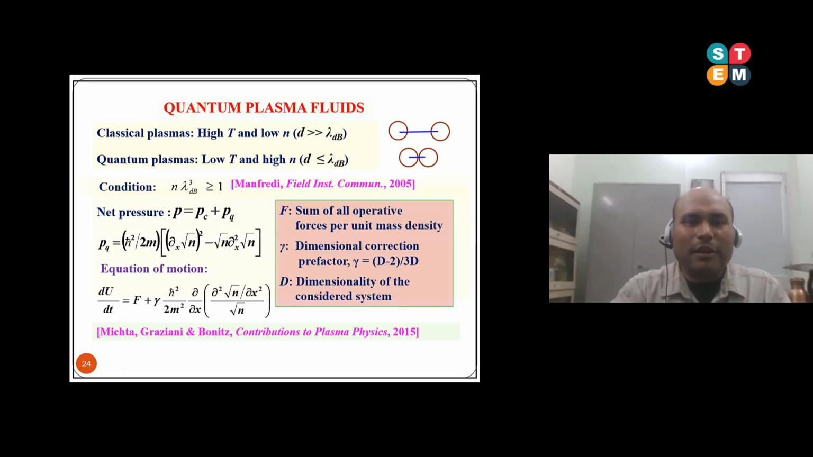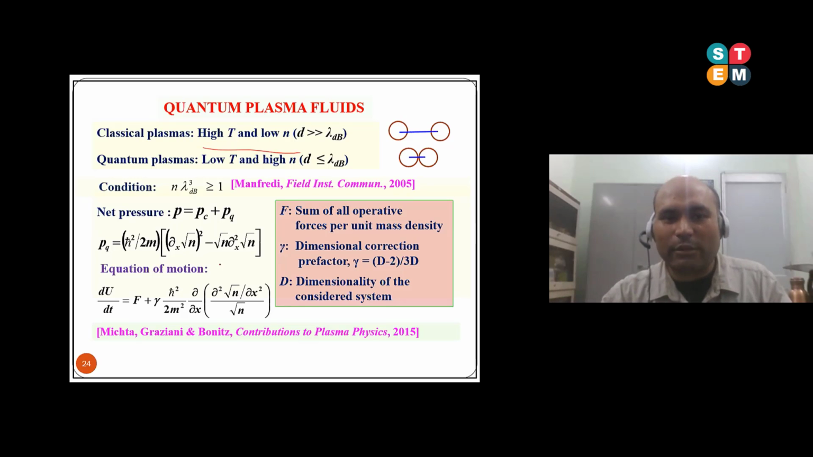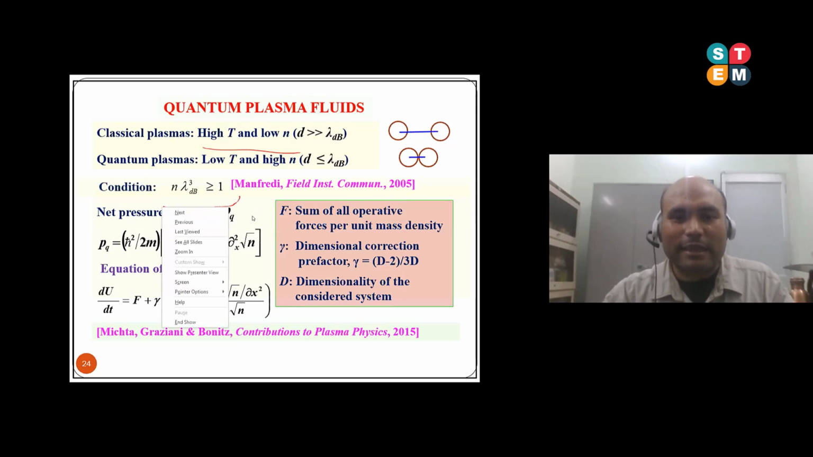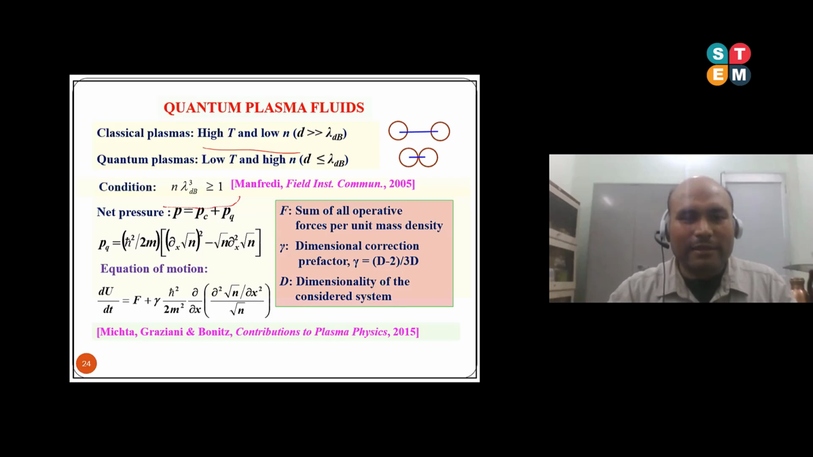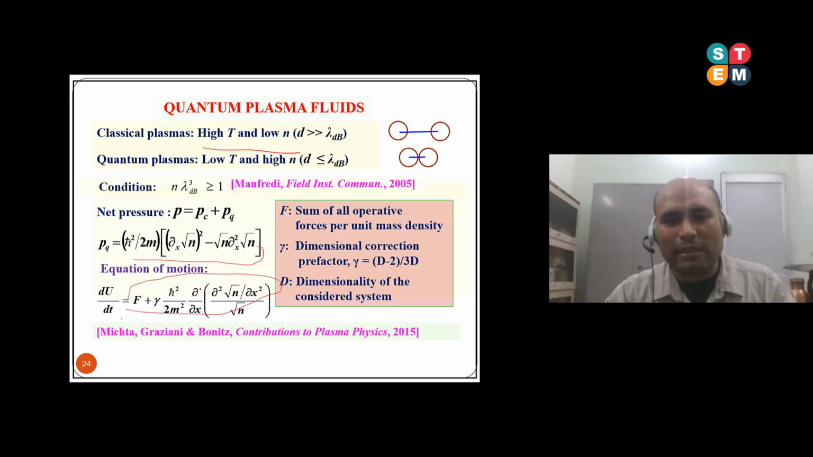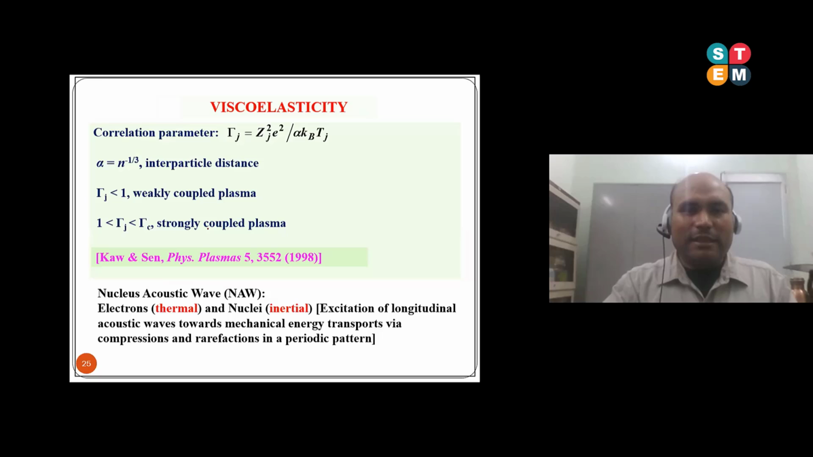So what happens in the case of classical plasma? It has high temperature and low density. Whereas in the case of quantum plasma, it is the reverse effect. The condition for existence of quantum plasma is that the number of particles in the Debye sphere must be larger. And this is overall the pressure, and this is the equation of motion in the case of quantum plasma, and this pressure is coming out only because of the overlapping of wave functions. This is one more correlation parameter, called the coupling parameter, and it gives whether it is weakly coupled or strongly coupled.